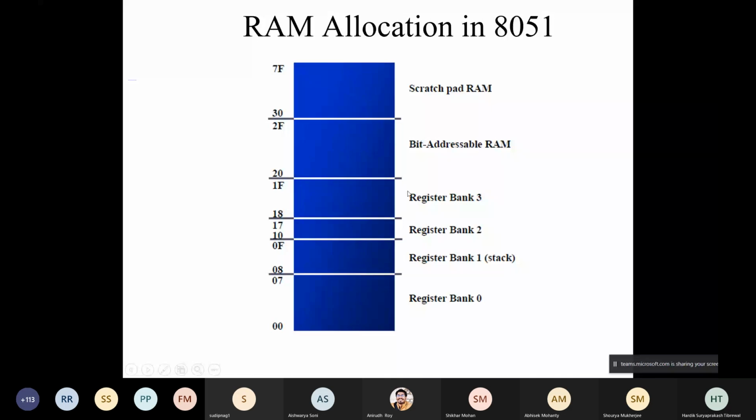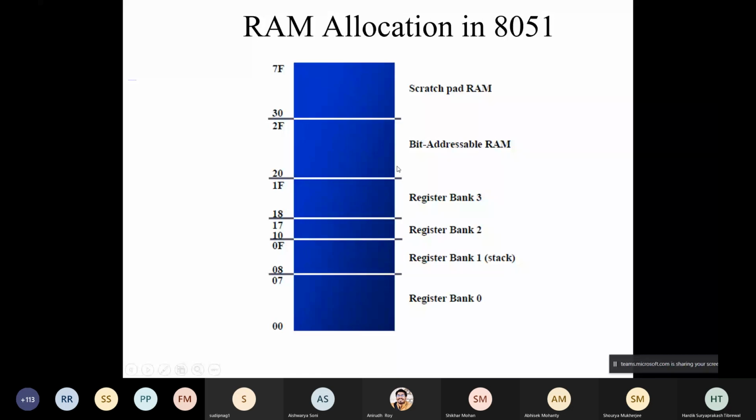Now after these 4 register banks are over, there are 2 types of simple RAM areas or locations. First is the bit addressable RAM. Bit addressable basically means all those 8 bits of each location, let's say I consider the 20 hex address location, can be addressed separately. You can set or reset any 1 bit at a time without affecting adjacent bits.